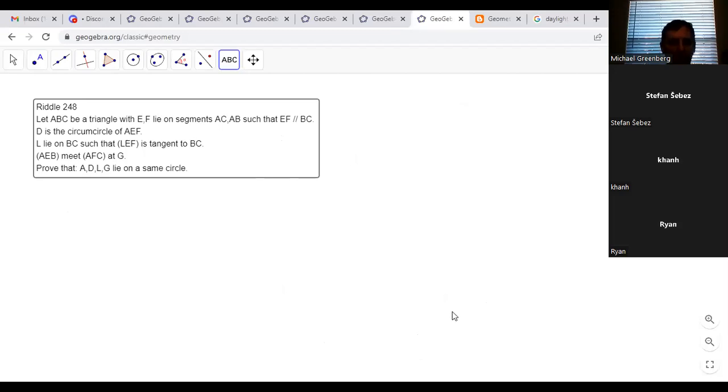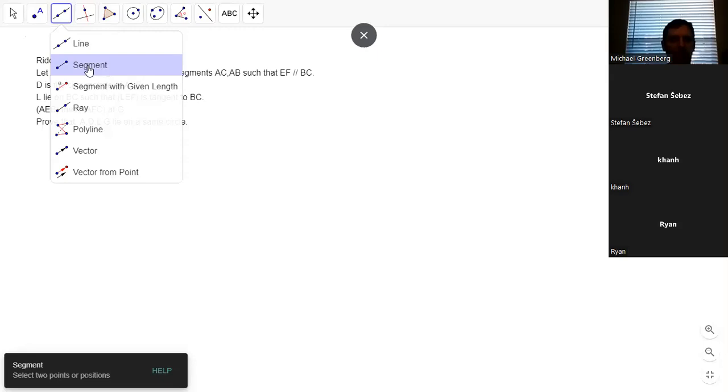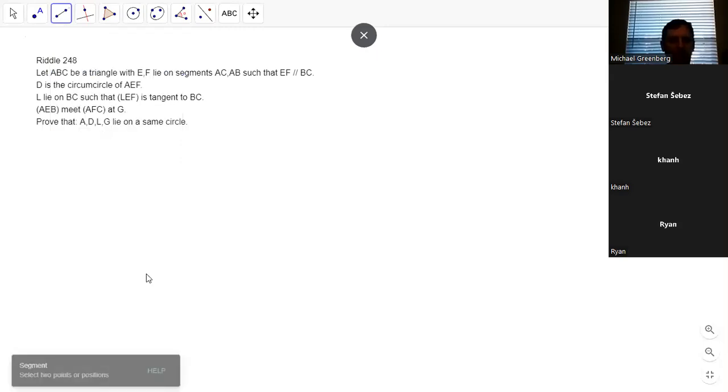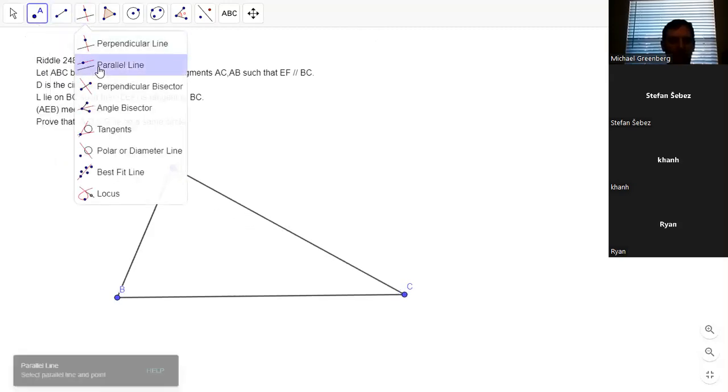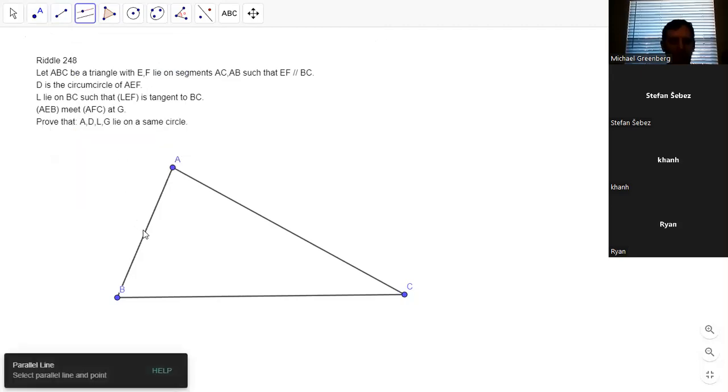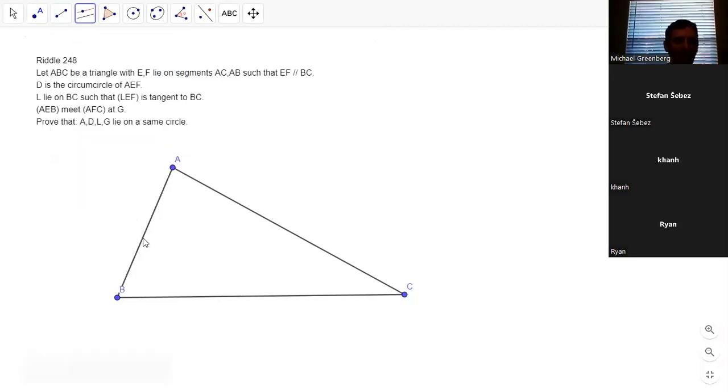We could try this one. Let's see how hard it is. So it's an earlier riddle. So I think the earlier riddles might be easier. I'm not 100% sure. So, oops, didn't want to do that.